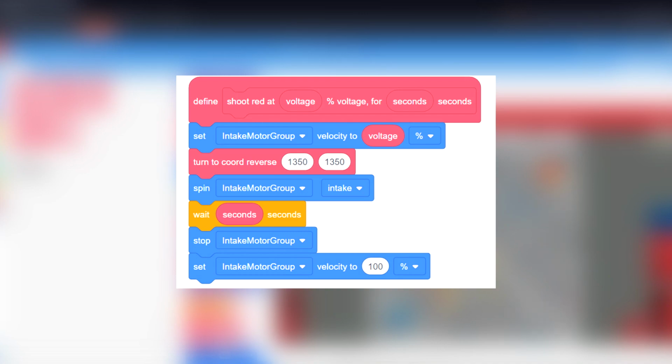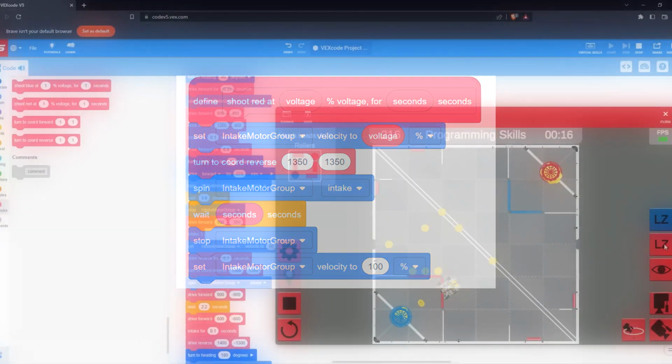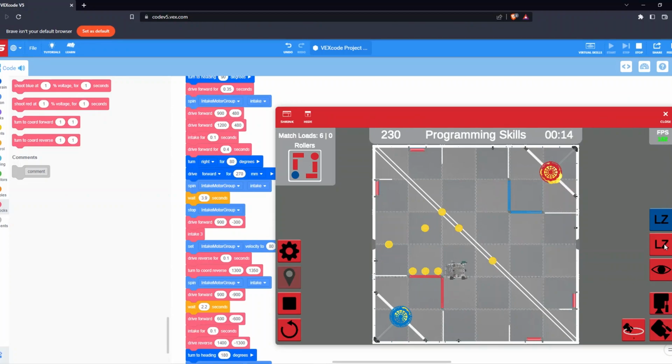Using the turn to coordinate function, I created a function that would turn and shoot at the goals. I let the voltage be a parameter, as I would need to shoot the goals weaker as the goals got filled with discs. After setting the intake voltage, the robot would turn to coordinates 1350, 1350 for red, or negative 1350, negative 1350 for blue, and spin the intake for a given time. For more information about the code, check out the attached document.